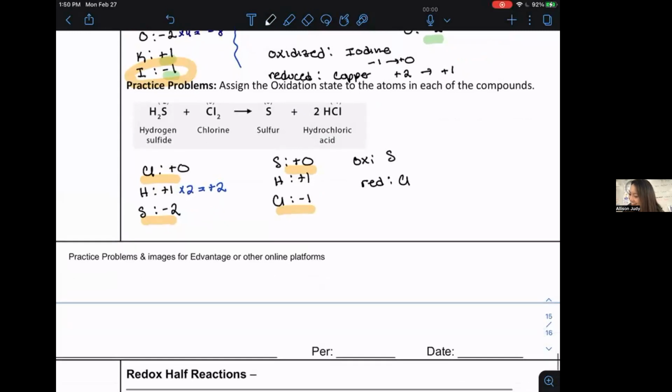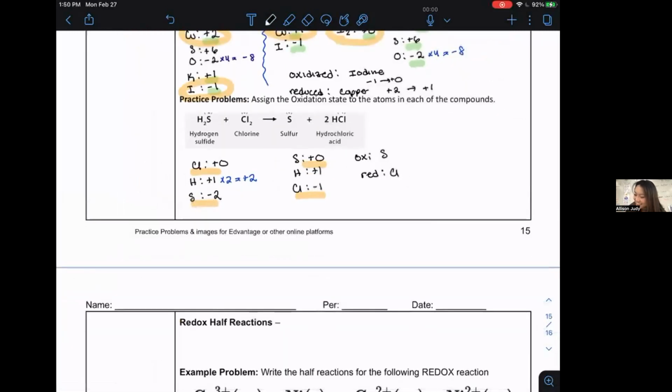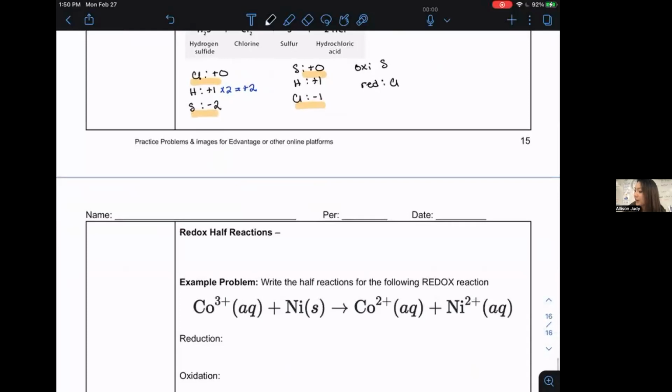We got 2 minutes to go through the next page. Let's go. So how do we write redox half reactions? This shows us the transfer of electrons for the reduction part and the oxidation part.